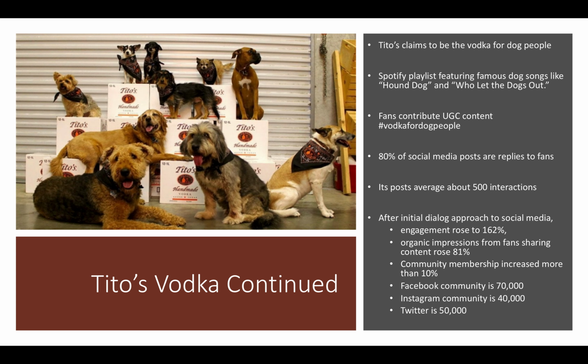After its initial dialogue approach to social media, its engagement has risen to 162%. Organic impressions from fans sharing content, 81%. Community membership has increased more than 10%. Facebook community is 70,000 people. Instagram is 40,000. Twitter is 50,000. So again, Tito has been able to build a really great brand that has nothing to do with dog raising, but nevertheless, it was a market that he claimed.